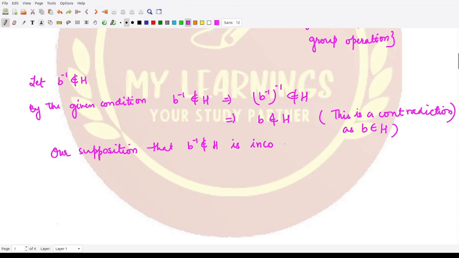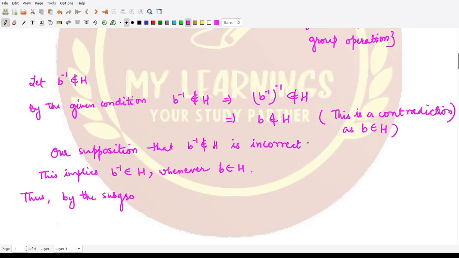So this implies B inverse has to be a member of H. Whenever B is a member of H, by the subgroup test, as I've told you above, we have A B inverse belongs to H if both A and B belong to H. Hence we can clearly say H is a subgroup of G.